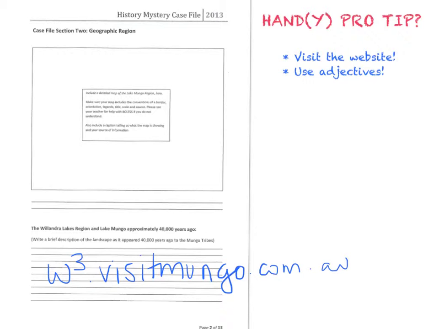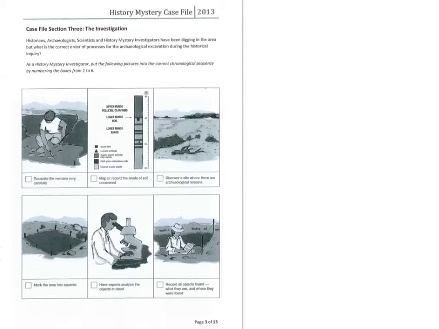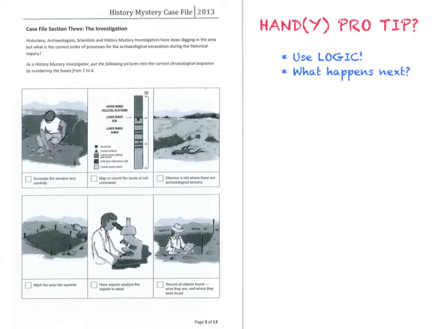Section 3, I promise you, is super easy. Basically, all you need to do is put the following pictures into the correct chronological sequence by numbering the boxes 1 to 6. Wondering what my handy pro tip for this section might be? Well, it's pretty simple. You need to use your logic. Think clearly, slowly. What has to happen first?